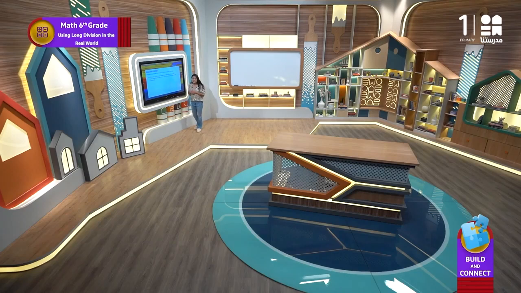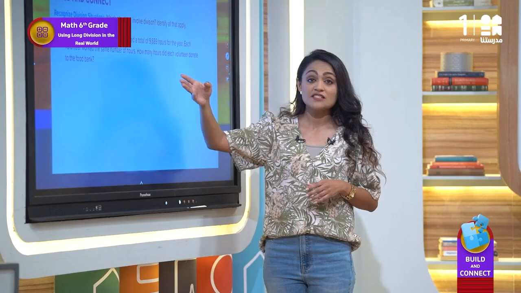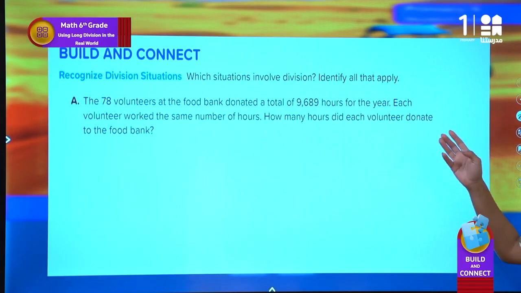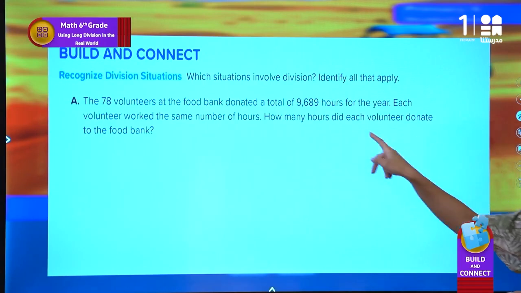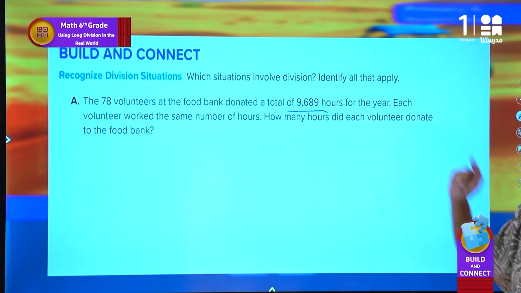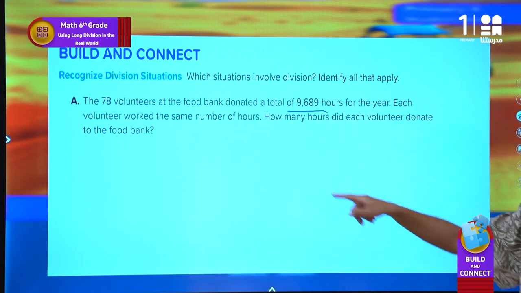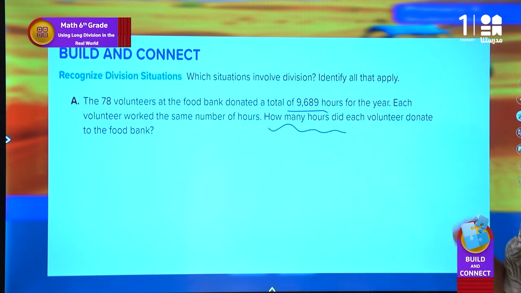In situation A, 78 volunteers at the food bank donated a total of 9,689 hours for the year. Each volunteer worked the same number of hours. So, how many hours did each volunteer donate to the food bank?